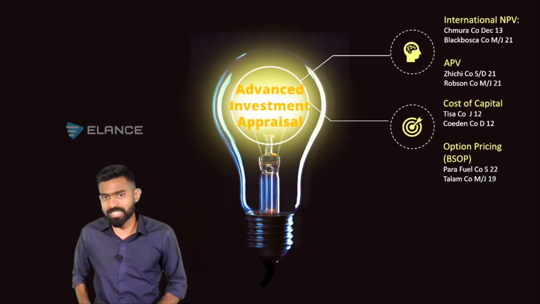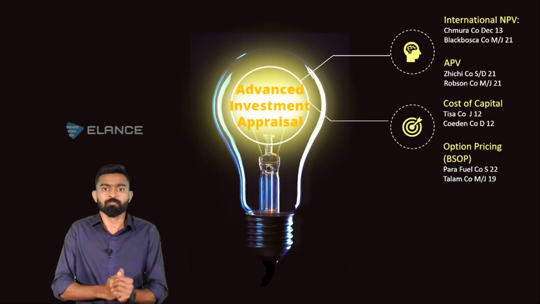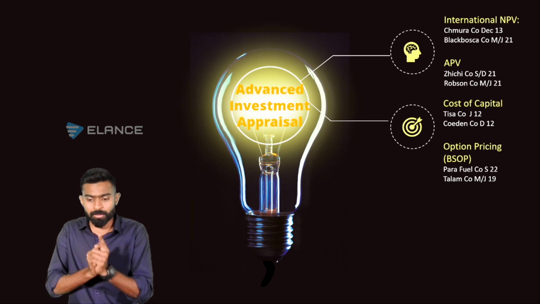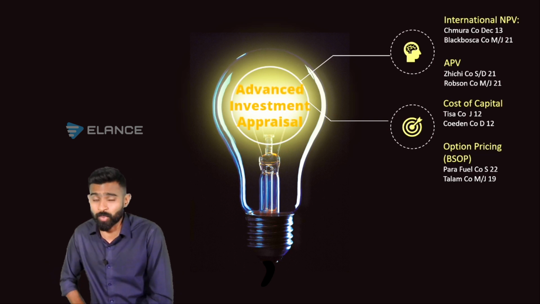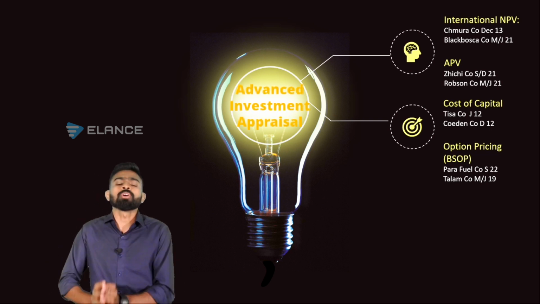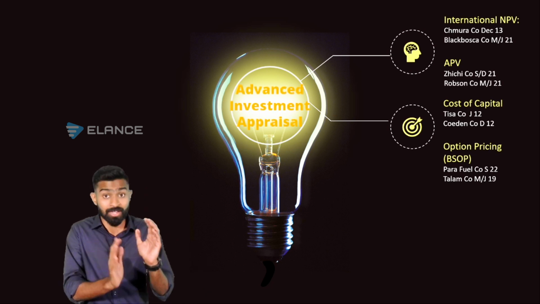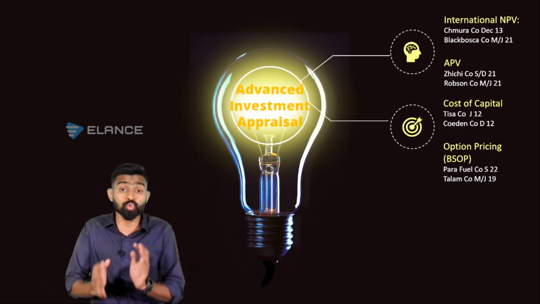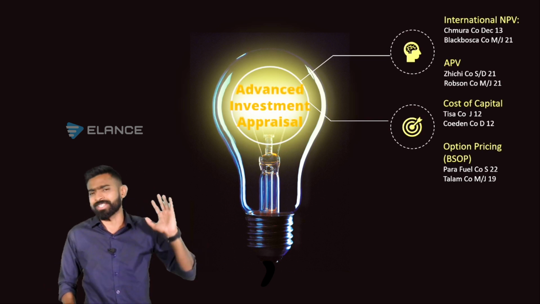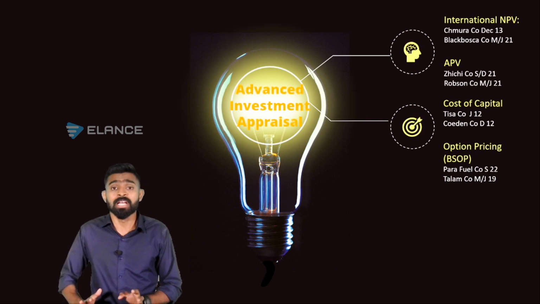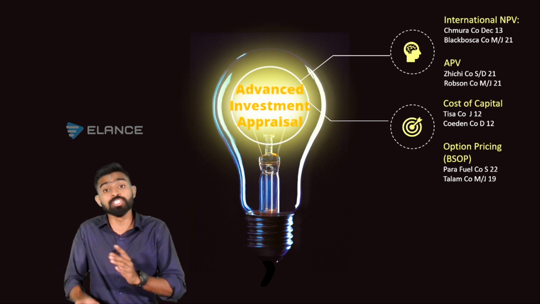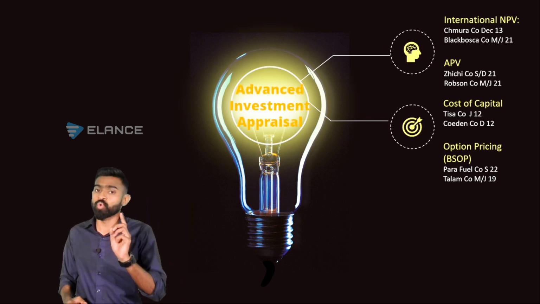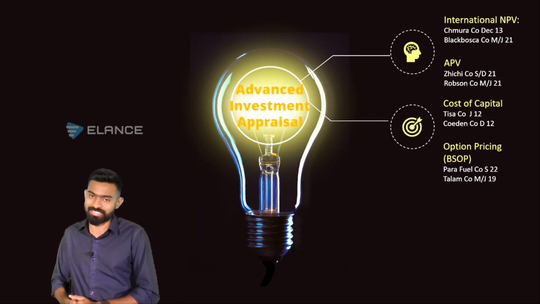But for option pricing, of the latest 2 questions, one is available on the CB platform. It was asked in September 22, named the parafuel question. This is a very good question. Another one, available in our exam kit, is named Talam company. It was tested in March-June 2019. It's a wonderful question. Talam company has both an option to dispose and an option to expand. So make sure you don't miss these 2 questions in your practice.